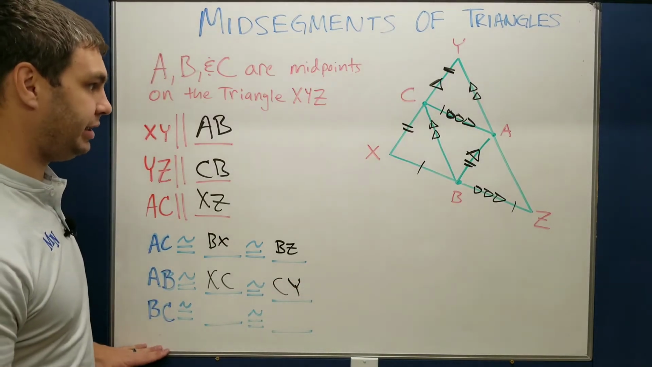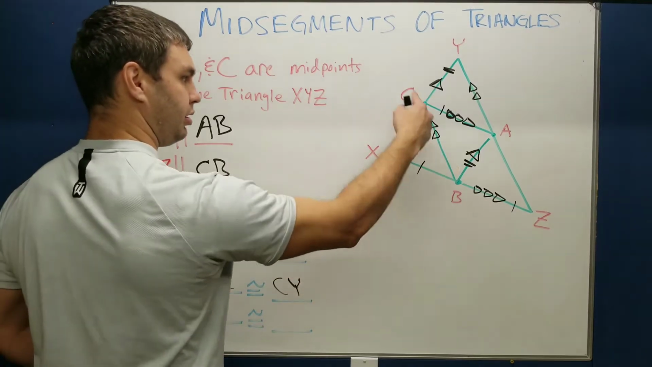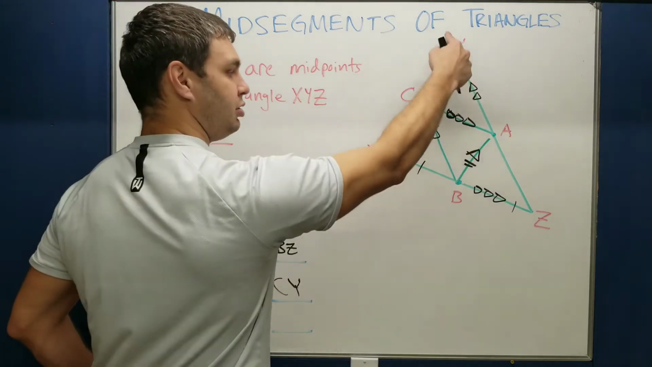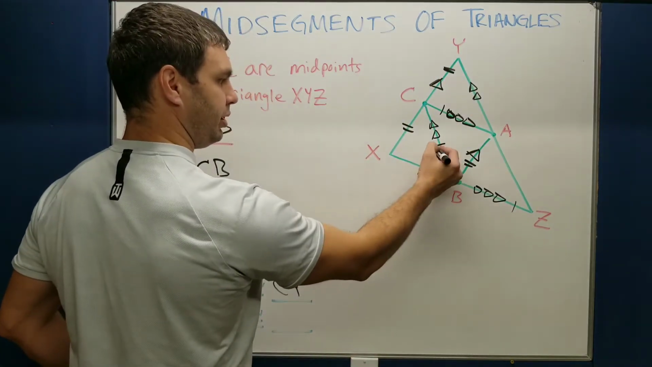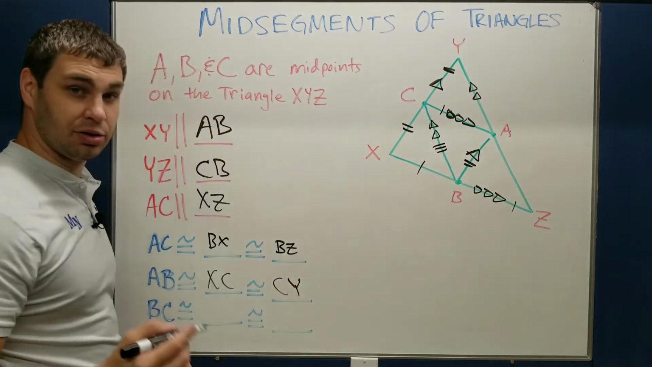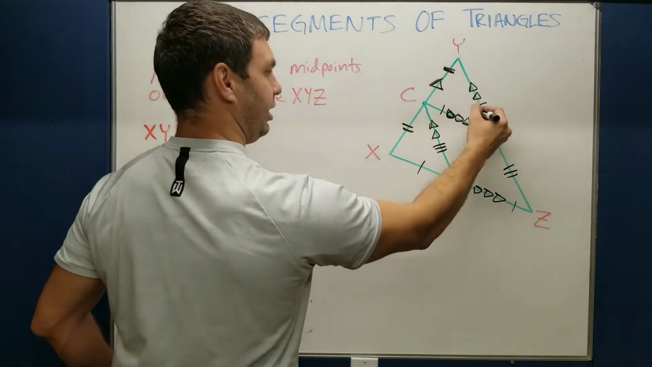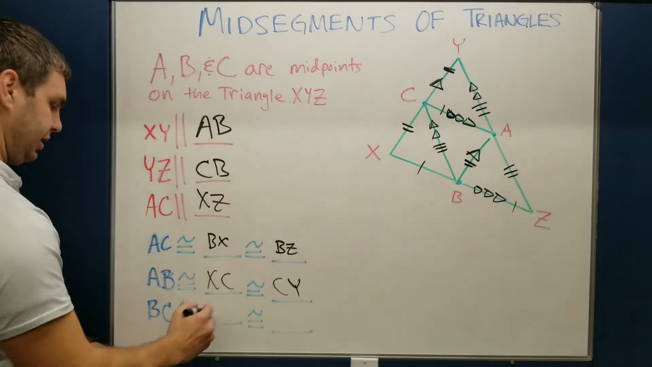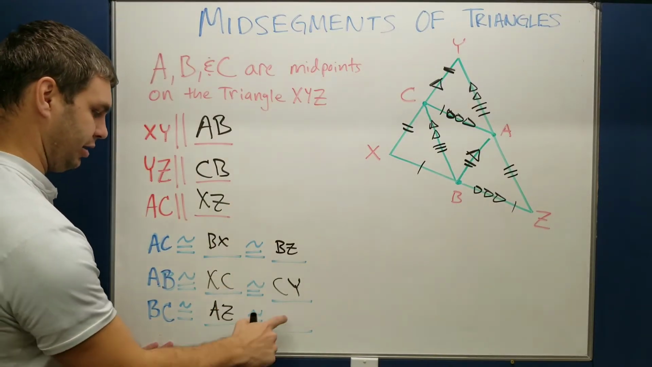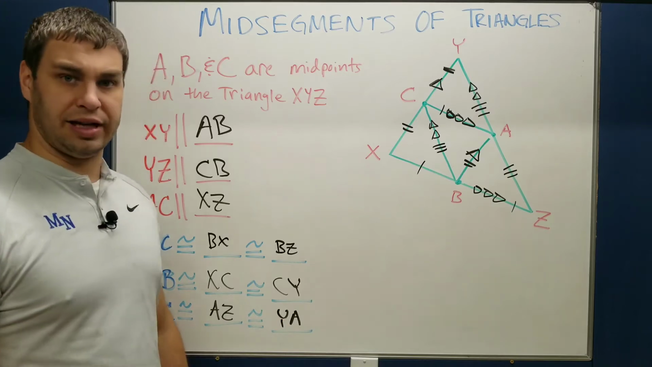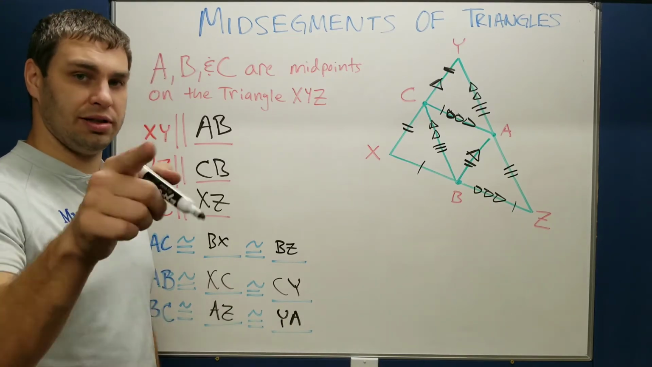All right, what about BC? Now, BC is our third mid-segment, and this has two triangles showing me it's parallel to YZ. All right, so I can put three tick marks there to show it's congruent to AZ, 1, 2, 3, and YA, 1, 2, 3. So AZ and YA. All right, so what can I do with that? Let's see if we can answer some more questions on this next one.